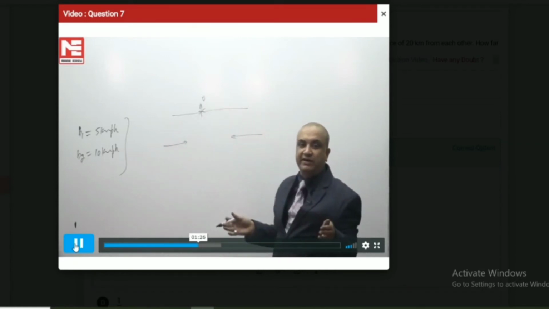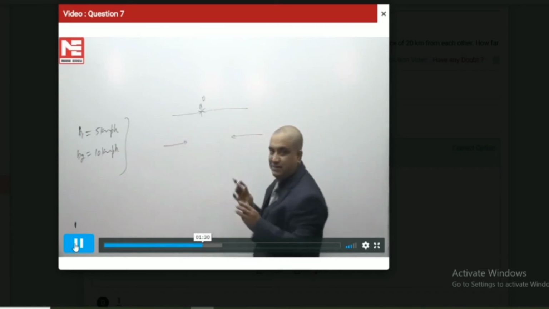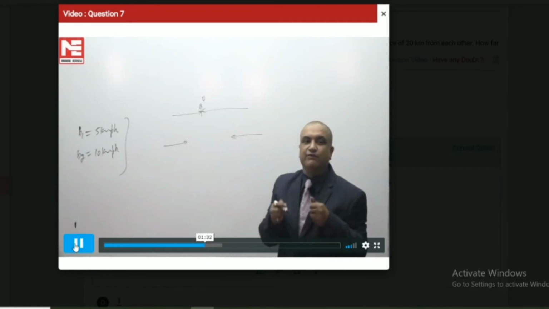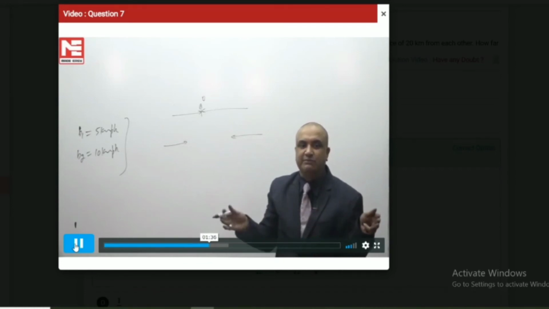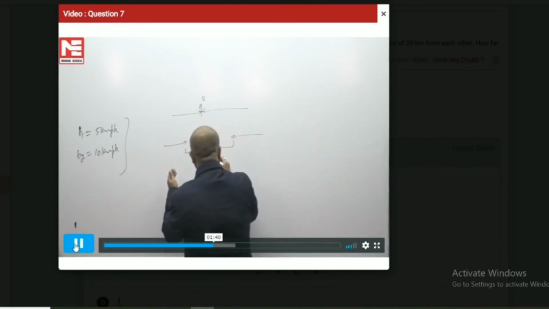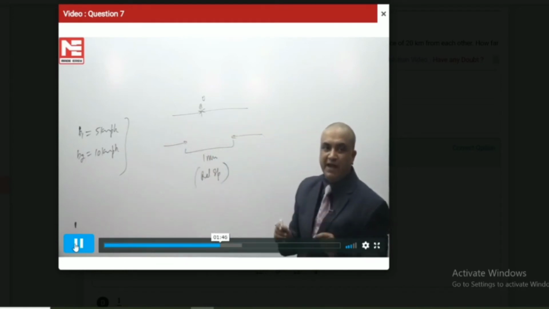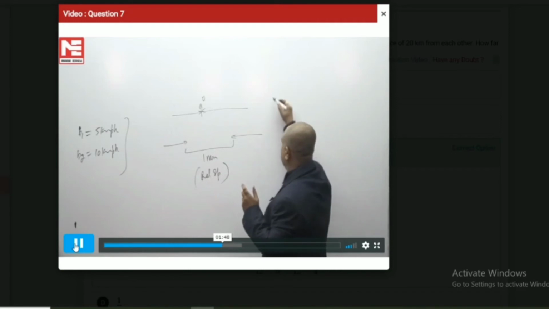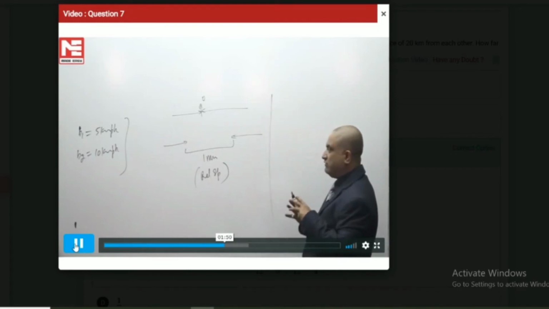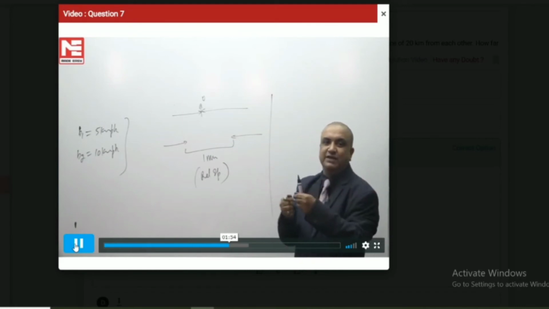One minute before it, they will be separated by the distance which can be covered with the relative speed in 1 minute. Whatever distance can be covered in 1 minute with relative speed, that is the separation 1 minute prior to the collision. So we need to find the distance travelled by both in 1 minute.